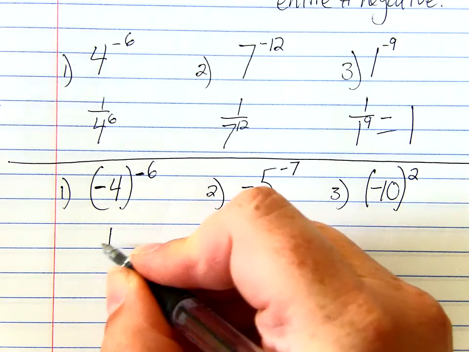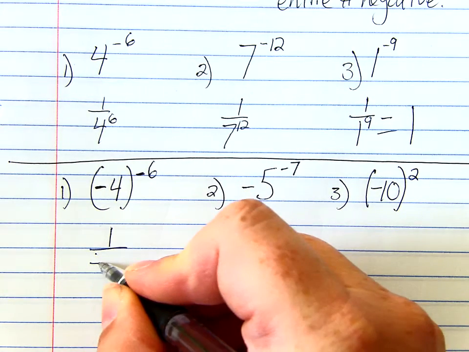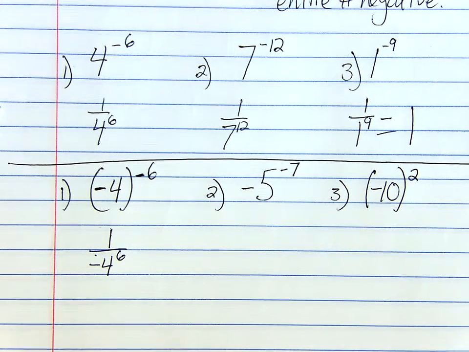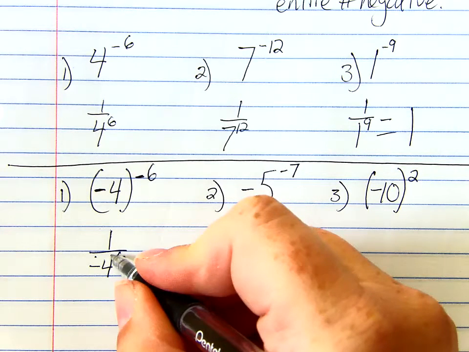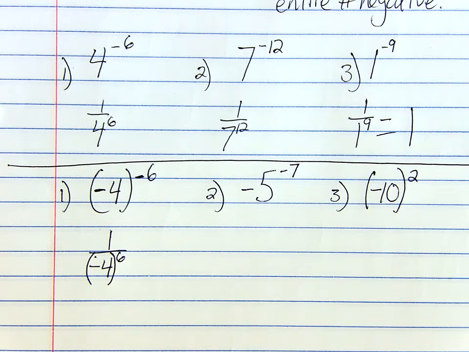Okay, 1 over -4 to the 6th. Is that how I should write it? Is that how you wrote it? Well, if you wrote it that way, sorry, that's not how you write it. If you want to raise a negative number to a power, what do you have to have? Guys, if I want to write a negative number raised to a power, what do I need? Parentheses. If you still want to have -4 raised to the 6th power, you have to put it in parentheses.